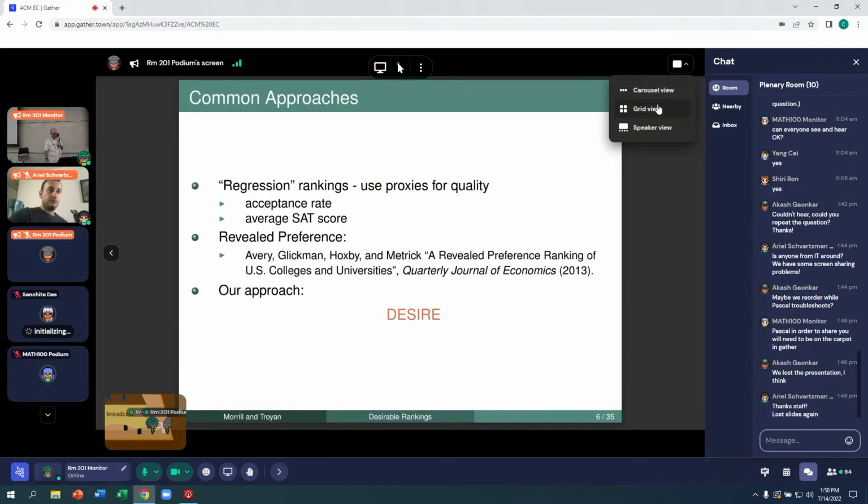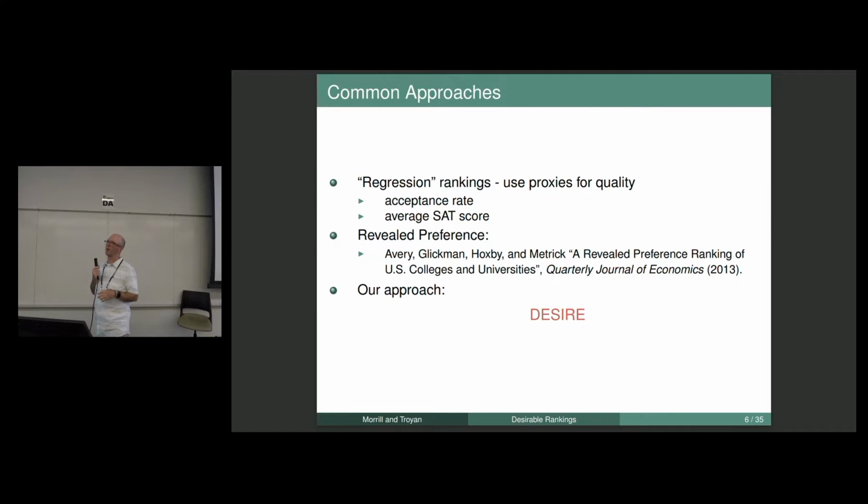So there's basically two different approaches. The one that's super common, that we're all familiar with, is what I'll call a regression-based approach, in which we identify a couple of proxies for quality, things we think are correlated, and run regressions on these. For journals, this would be acceptance rates and citations. For colleges, this would be things like admissions rate. So this is common, right?